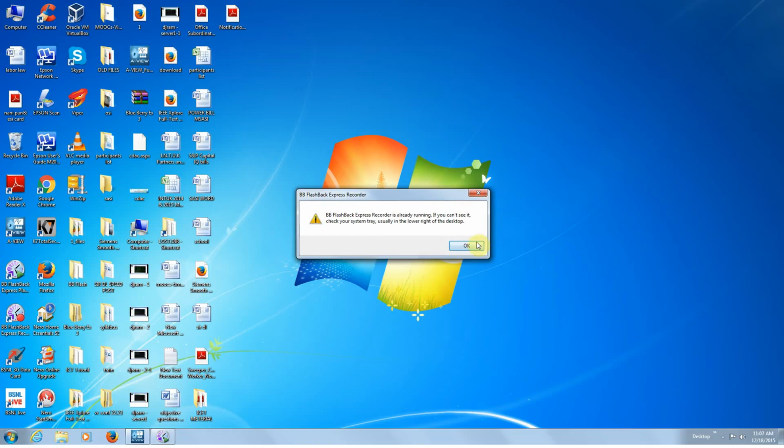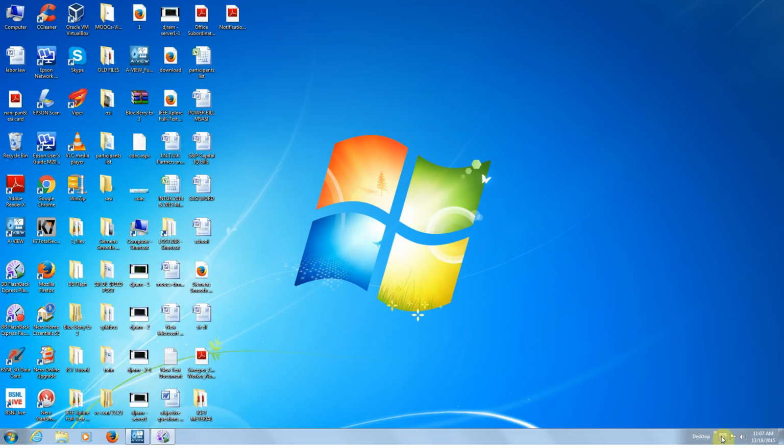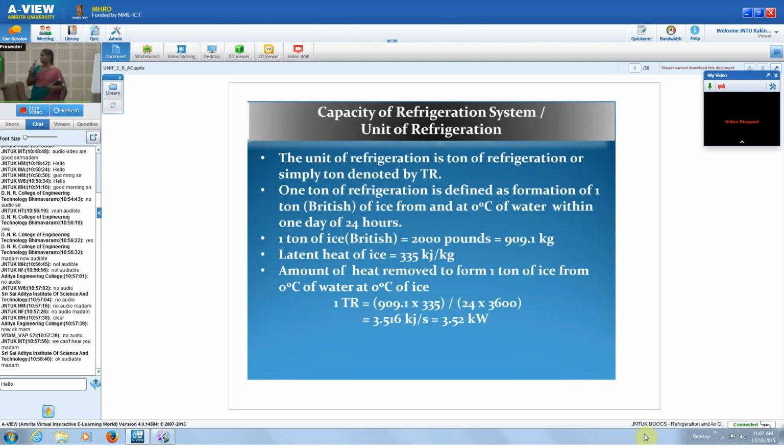So 1 ton of refrigeration is nothing but the amount of heat removed. How much amount is removed? That is nothing but 3.52 kilowatt of heat removed from water.